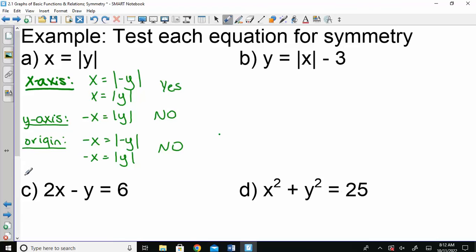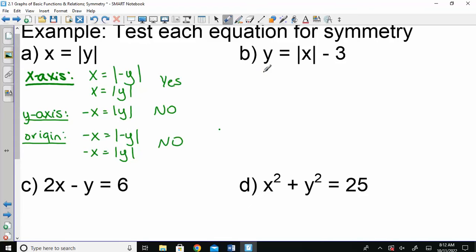But it's easiest just to go ahead and check them, because all we're really doing is plugging in negatives. So rather than trying to remember all the rules of what can and cannot happen, we could just check them. I don't want to do B. Let's see. Well, we can do it. Let's do it. All right.